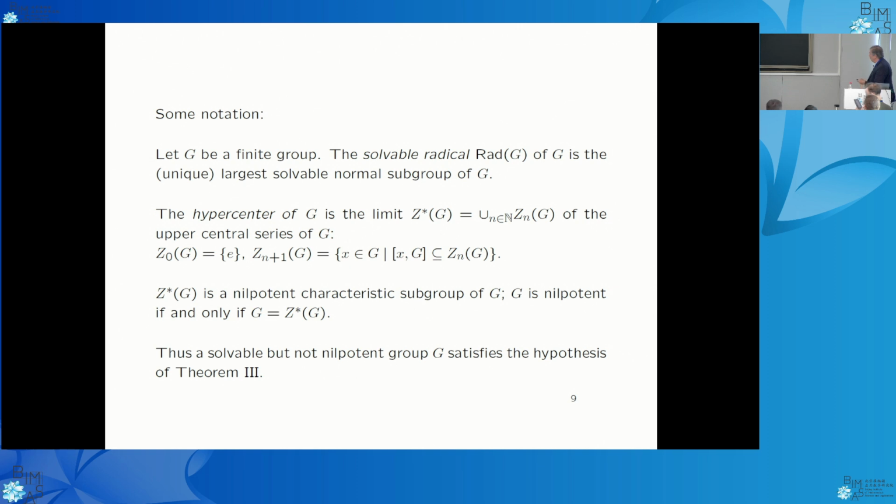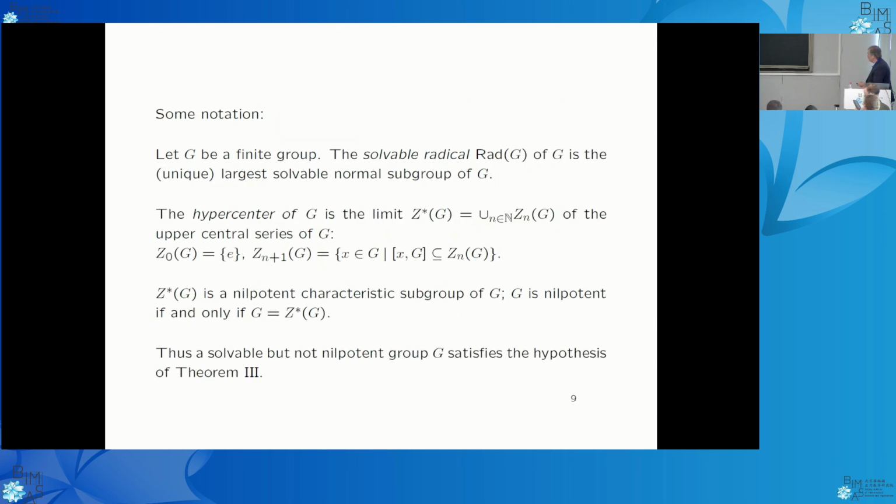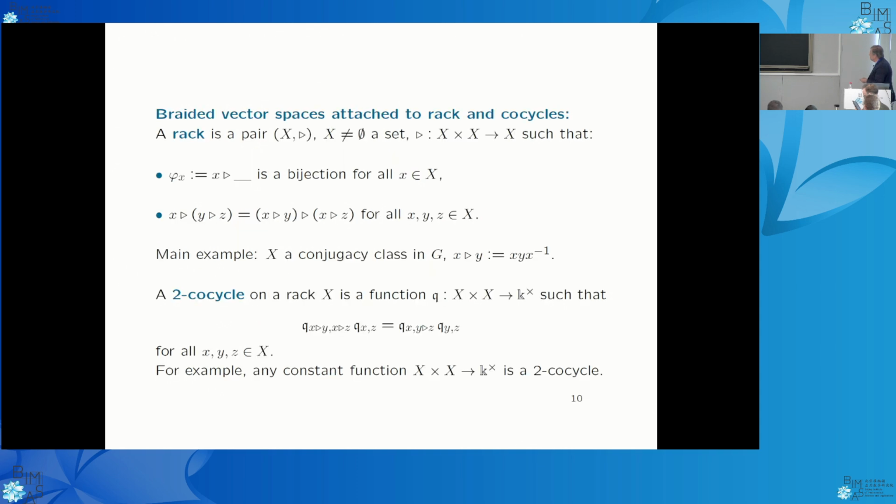So now I want to give you the list of all Nichols algebras that are finite dimensional over a group with these conditions. To describe this list, I need to remind you of some terminology. First of all, what is a rack? A rack is a non-empty set provided with an operation with these two properties. It is self-distributive, and the action of a fixed element is a bijection.